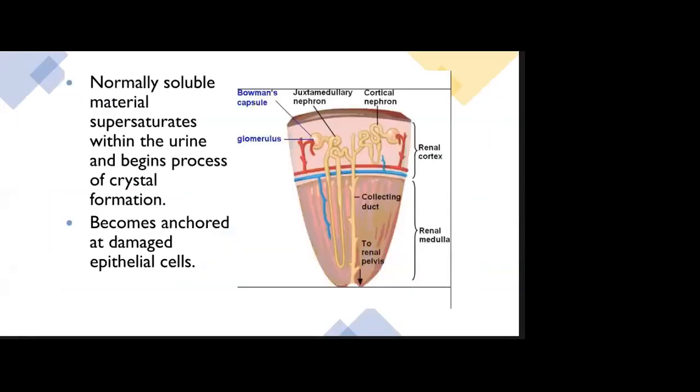So, kidney stones, how do they form? Normally, the theory is that soluble material supersaturates in the urine, and then it begins the process of crystal formation. And then these crystals can become anchored at either damaged epithelial cells or at the membranes. And when it becomes an anchor, the nidus is created so that crystallization on top of this nidus can occur at lower chemical pressures than required for the actual formation.